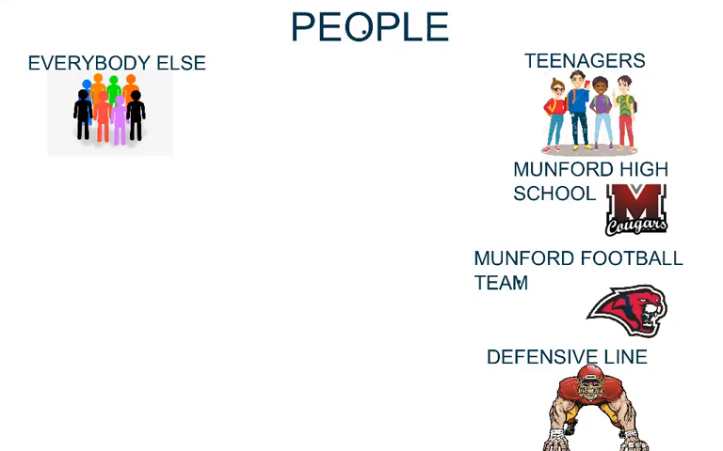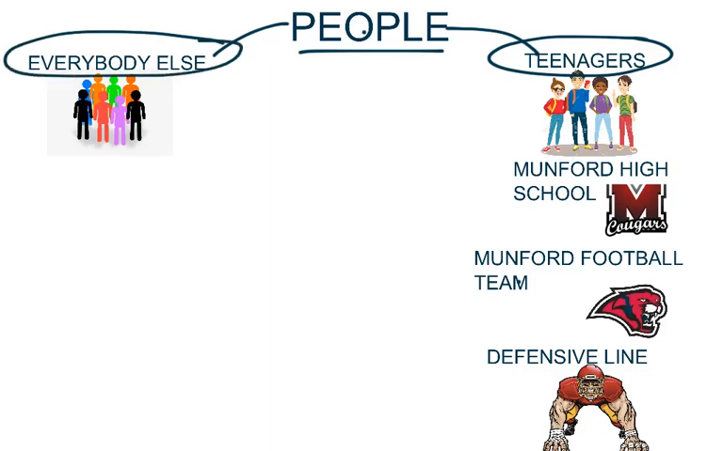Okay, today we're going to talk about real numbers. Let me explain it like this. Let's say we've got people, just people. And there are two types of people: you have teenagers and then everybody else.